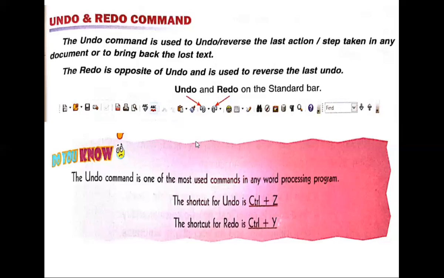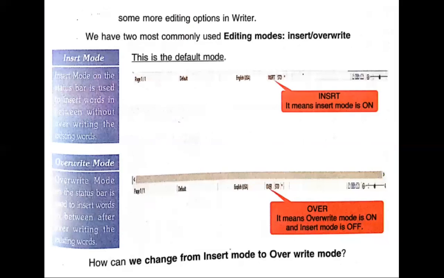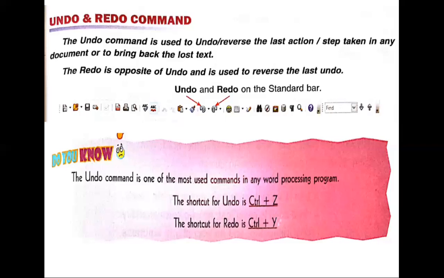The undo command is one of the most used commands in any word processing program. The shortcut key for undo is Control plus Z, and the shortcut key for redo is Control plus Y.